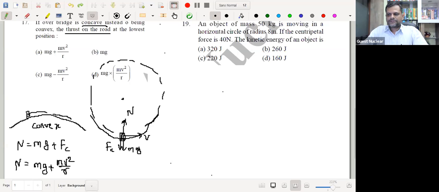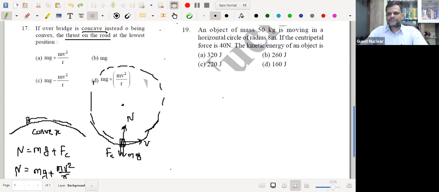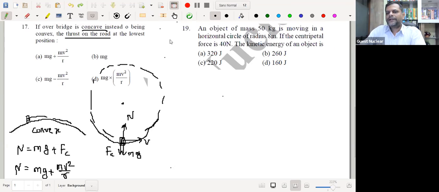Chalo next one. See this question on the right side. An object of mass 50 kilogram is moving in a horizontal circle of radius 8 meter. If the centripetal force is 40 Newton, then the kinetic energy of the object is? See here, mass is given, radius is given, and centripetal force is also given. Centripetal force का formula क्या है, mv square upon r, and we want to find out the kinetic energy of the particle.